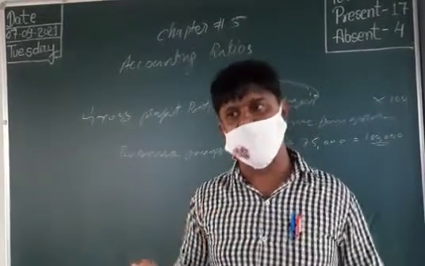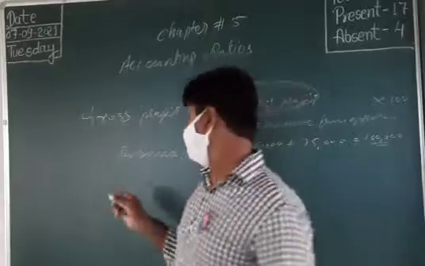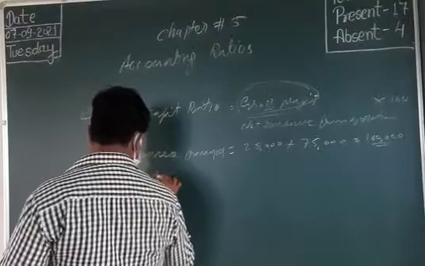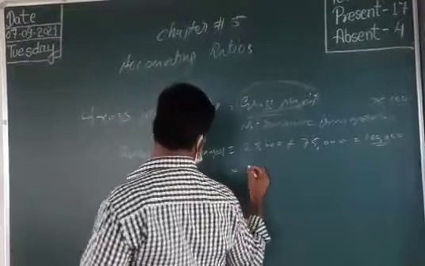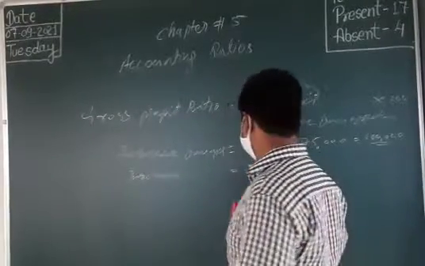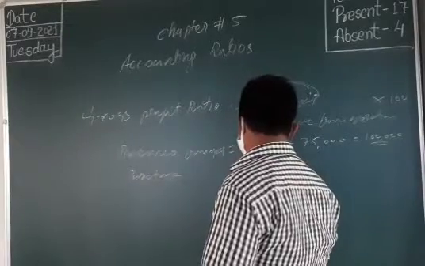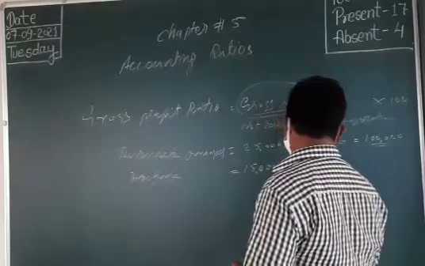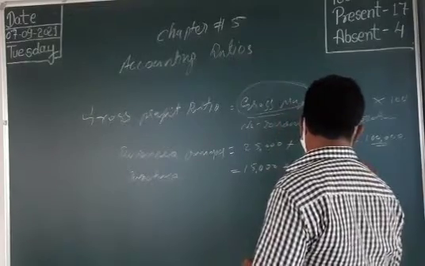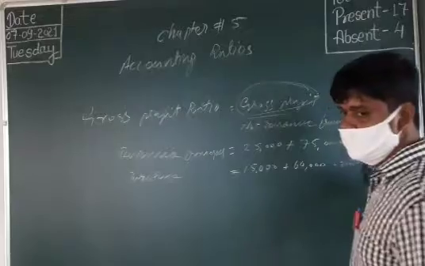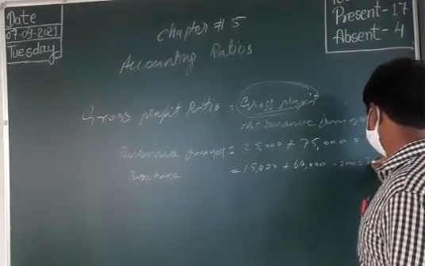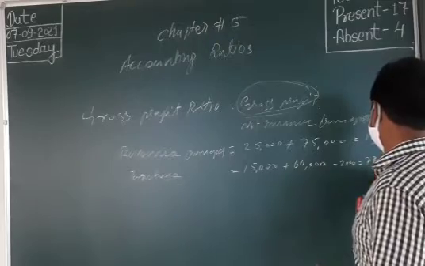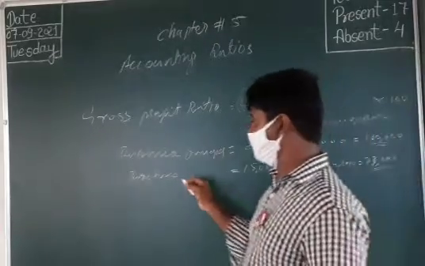That means purchase return we need to reduce. So what do we get? Purchase is 15,000 plus 60,000 minus 2,000, which is equal to 73,000. So here we got purchase also.